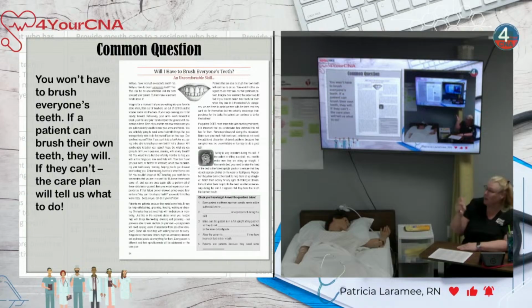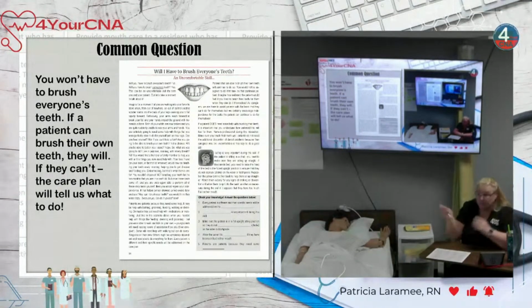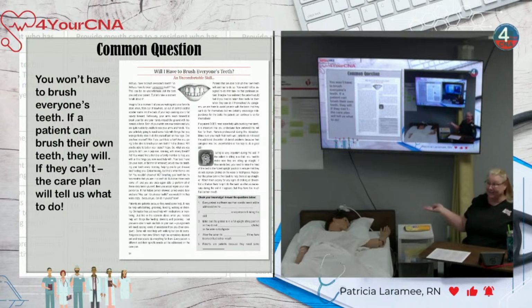So if you're taking care of somebody and you know they can't brush their own teeth and you're not doing it, who's doing it? You need to be bringing this up to the nurse. Hey, mouth care? Because there's a possibility that the nurse is so focused on labs and physical therapy and surgery and all those higher level things that the nurse has to think about, she probably never even thought about mouth care. But you can bring it up to them.